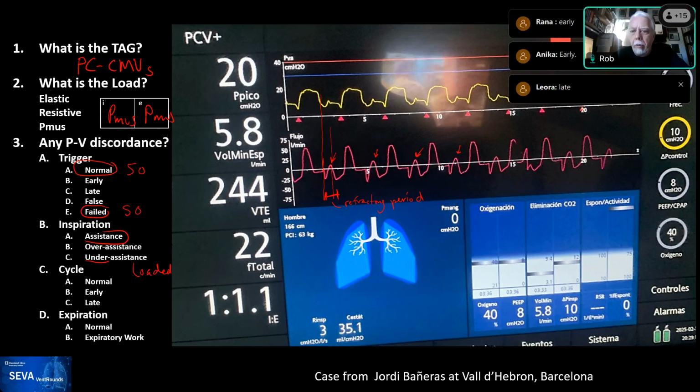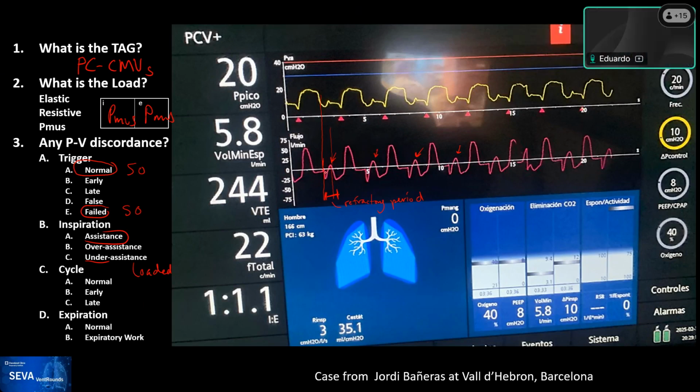Late. One late, so remember that we do this in reference to the PMOS. In this case, you can see that the PMOS of the patient is this long, and then the ventilator inspiratory time is this long. So the ventilator is finishing later than the patient, and so this is actually a late cycle for the breaths that are normally triggered.